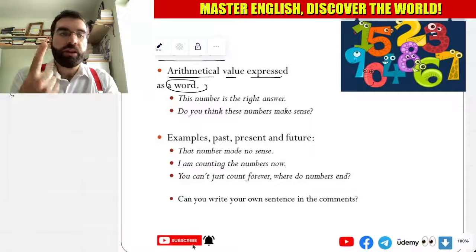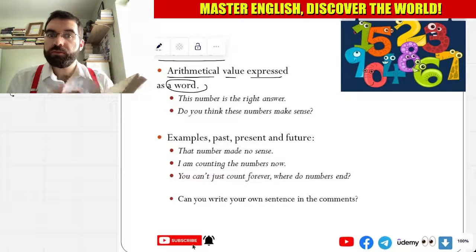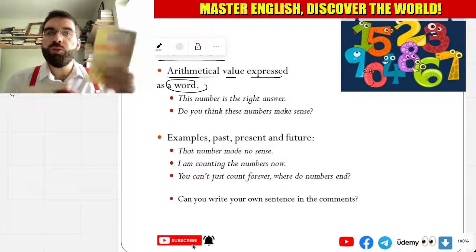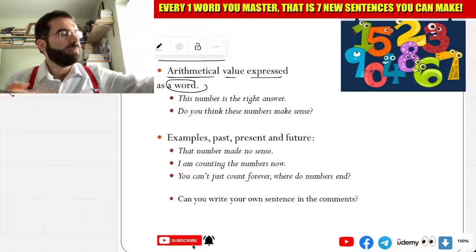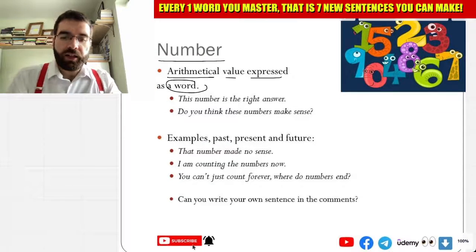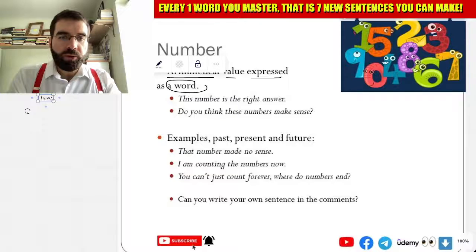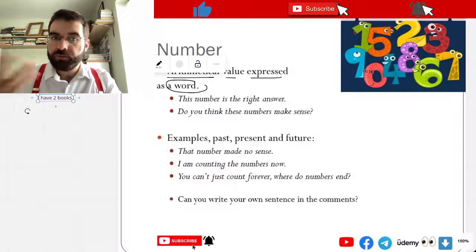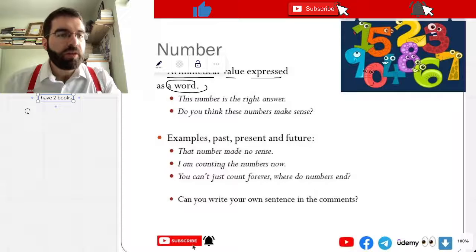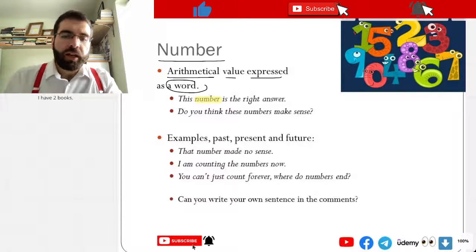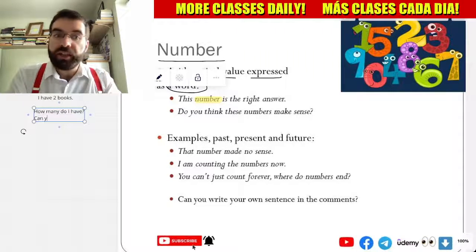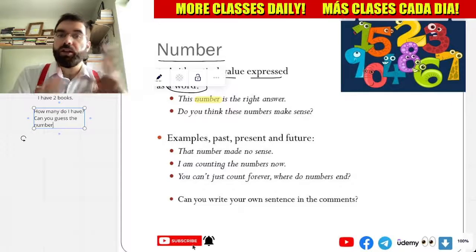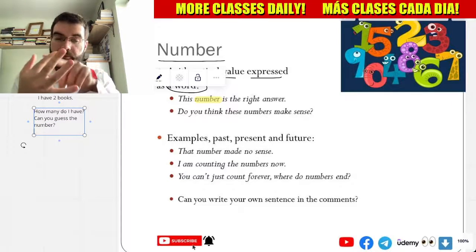So, one. I have one book. Yeah, I have two books. Two books. Makes sense. For example, this number is the right answer. So how many do I have? Can you guess the number? Can you guess how many I have?